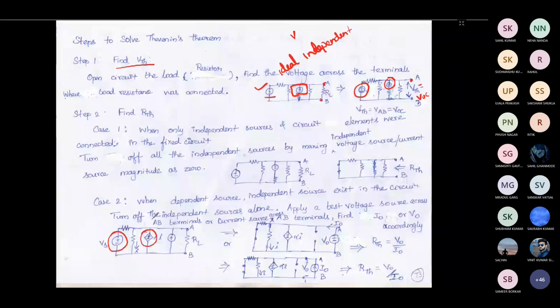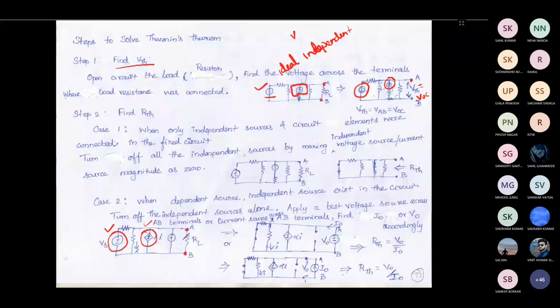Okay. So here you can see I have a dependent voltage source, and here an independent voltage source, and here again a dependent voltage source. When you have dependent and independent voltage sources, for finding the voltage across the terminals A and B, you can just remove the RL, then you can find the voltage like how we have done before. Okay, no problem with that.